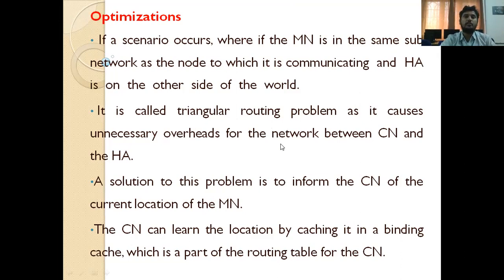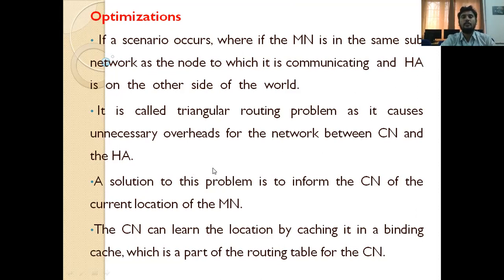But what happens is that at a particular time the mobile node has one care-of address, and after some time it moves to some other location. So there are multiple care-of addresses for the mobile node, that is, FA old and FA new. FA old means the previous address of the mobile node, and FA new is the current address of the mobile node. The home agent communicates with FA old, and FA old communicates with FA new and identifies the exact location of the mobile node.